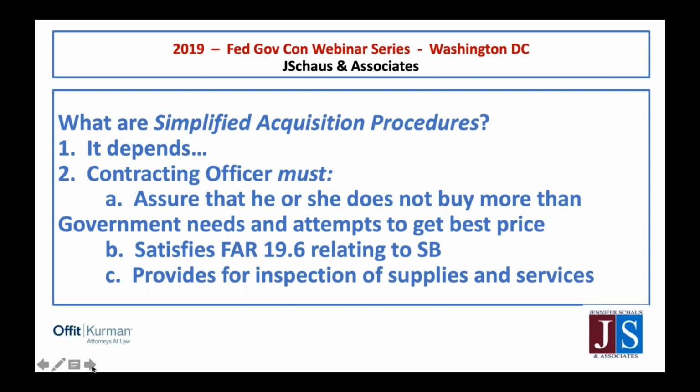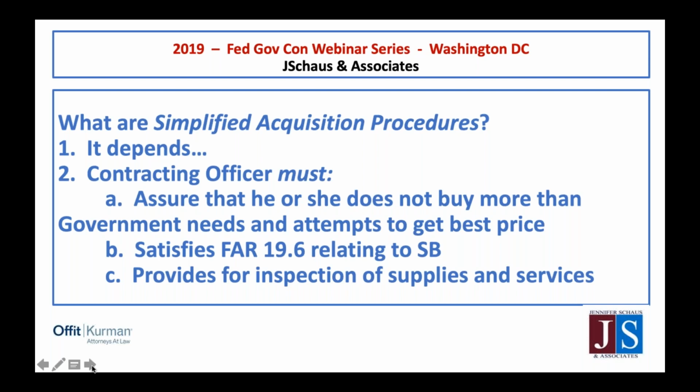The contracting officer must assure that he or she does not buy more than the government needs and attempts to get the best price. It's okay to buy in bulk. It's not okay to buy in bulk if it's to an unreasonable extent. And as far as price is concerned, that's most important, and that's really when it comes to simplified acquisition procedures. That's the one thing from a contracting officer standpoint that they really have to document, and we'll talk about documentation briefly.